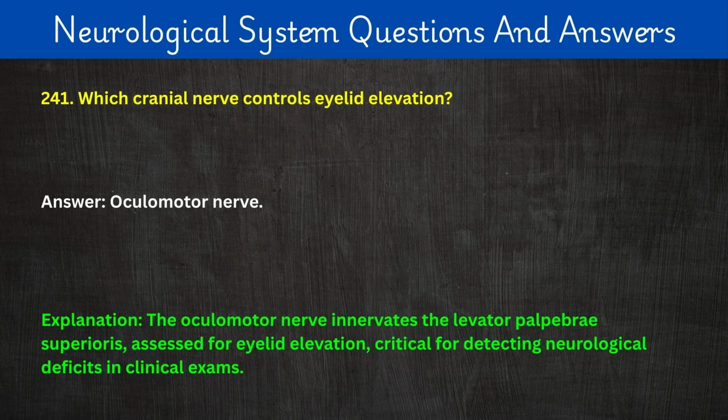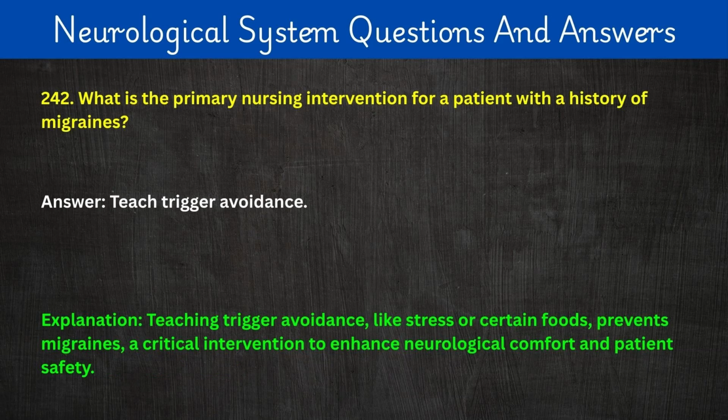241. Which cranial nerve controls eyelid elevation? Answer: oculomotor nerve. Explanation: the oculomotor nerve innervates the levator palpebrae superioris, assessed for eyelid elevation, critical for detecting neurological deficits in clinical exams. 242. What is the primary nursing intervention for a patient with a history of migraines? Answer: teach trigger avoidance. Explanation: teaching trigger avoidance, like stress or certain foods, prevents migraines, a critical intervention to enhance neurological comfort and patient safety.